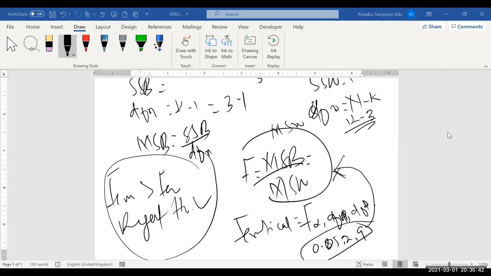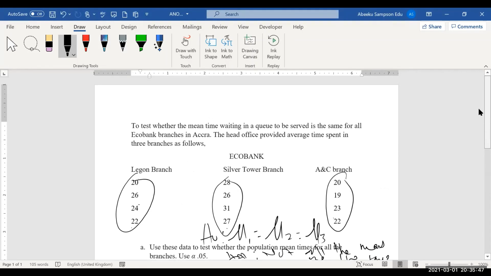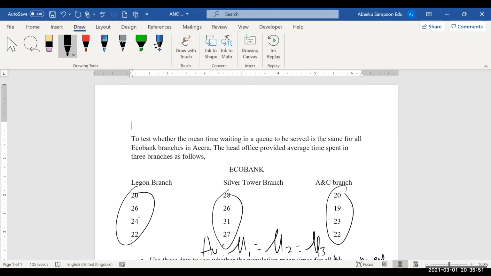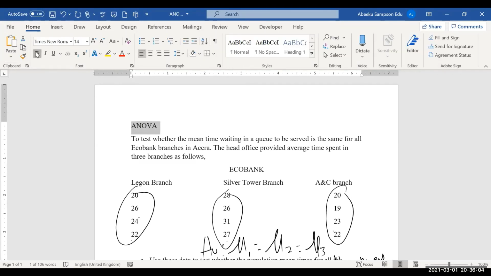So I want you to take your time, go through this example, then solve it. If you have any challenge, do send me your problem or the question so I can assist you in answering or finding a solution to your problem. So I'll send you this question for practice. On that note, that ends our discussion of analysis of variance.